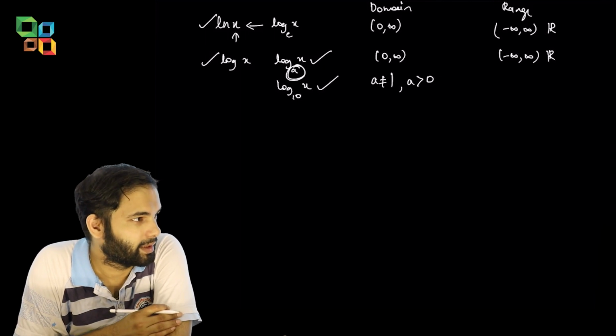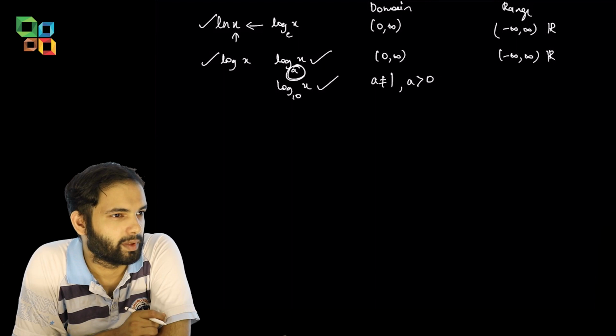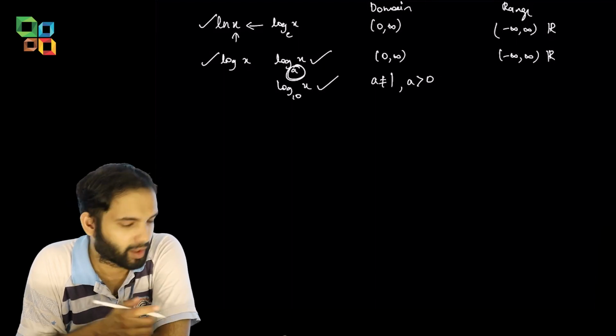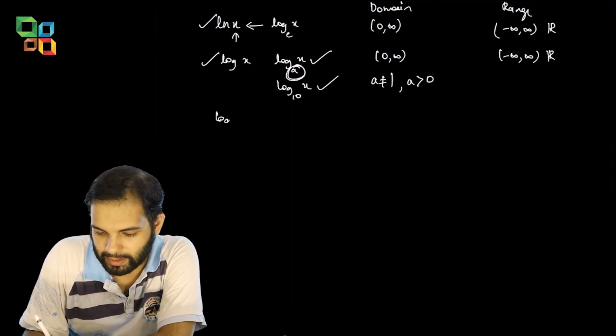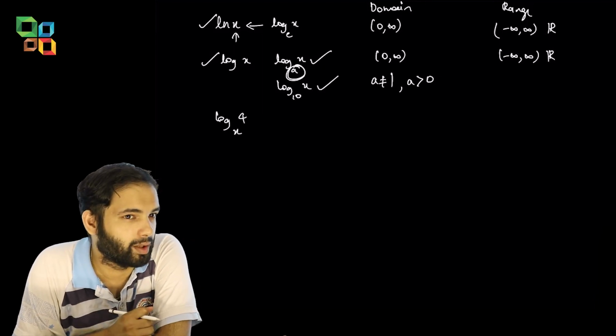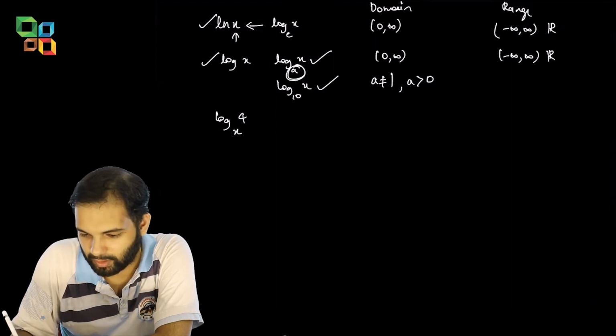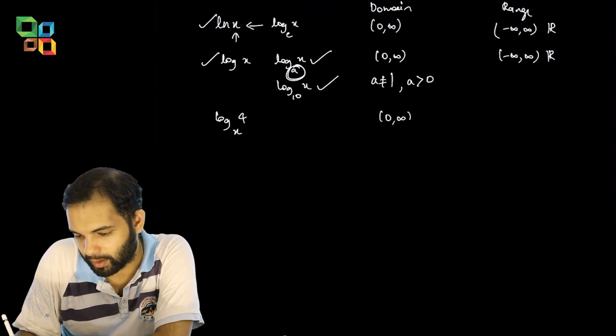Why am I telling this? If suppose there's a variable in the base also, there are conditions on the base. For example, suppose they're saying it's log 4 base x. What is the domain now? 0 to infinity, except 1. So you have to write 0 to infinity except 1.